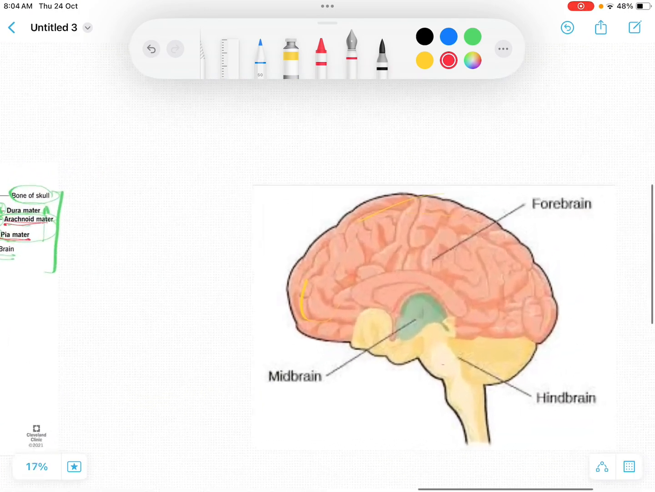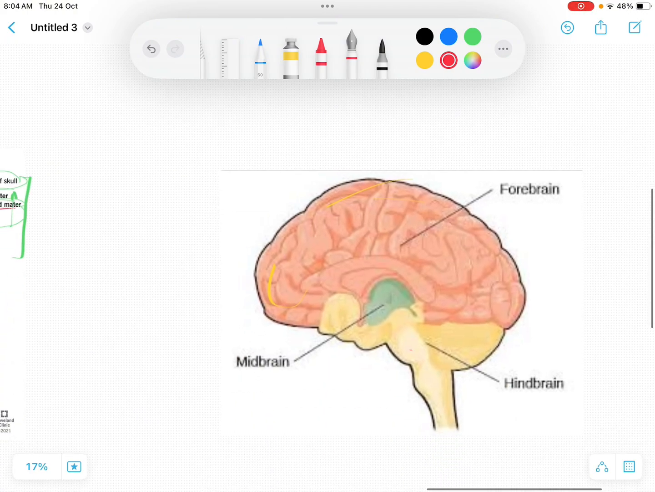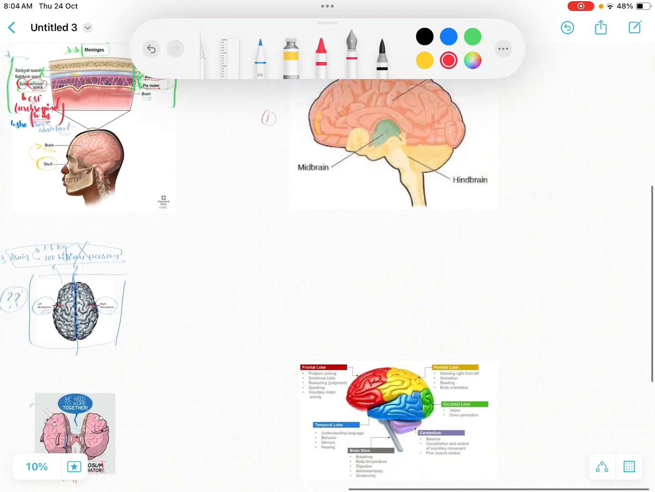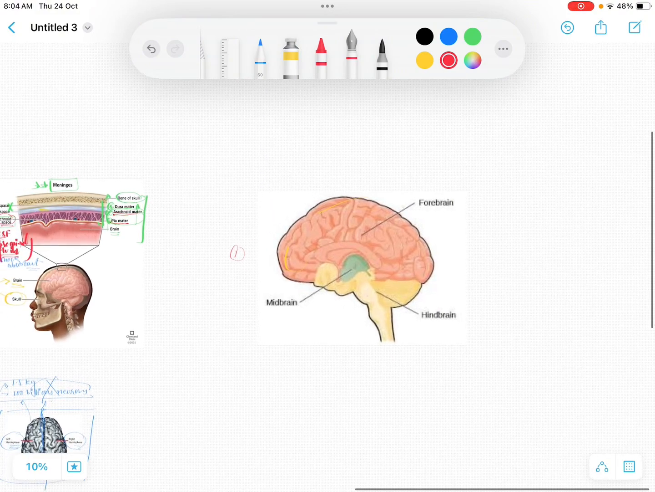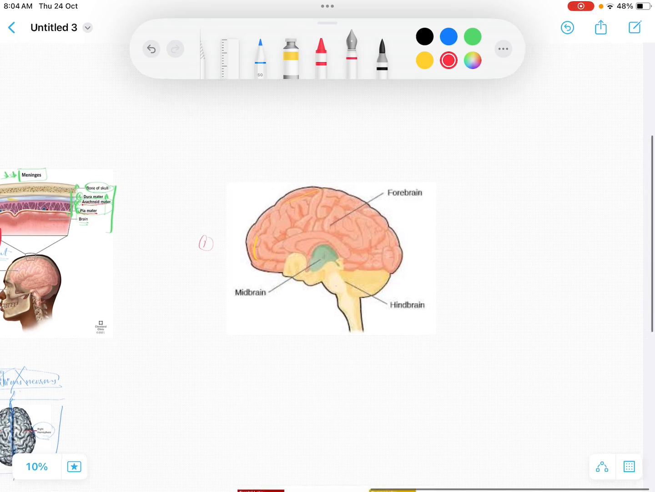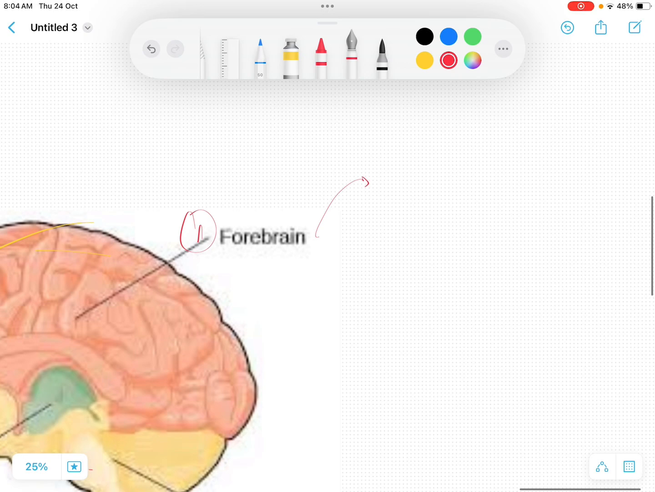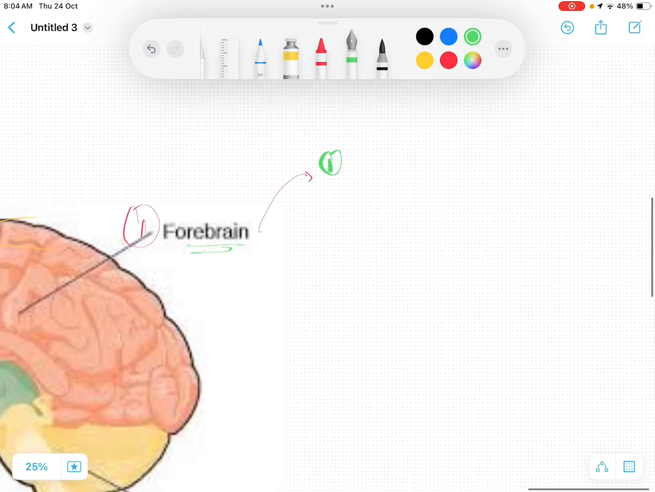So let's talk about the parts of the brain. We can majorly divide the brain into two categories, okay? One is part-wise, or function-wise, and the other is lobe-wise. On the basis of function, the first one is the forebrain. The forebrain is further divided into three parts. The first one is the olfactory lobe, okay?